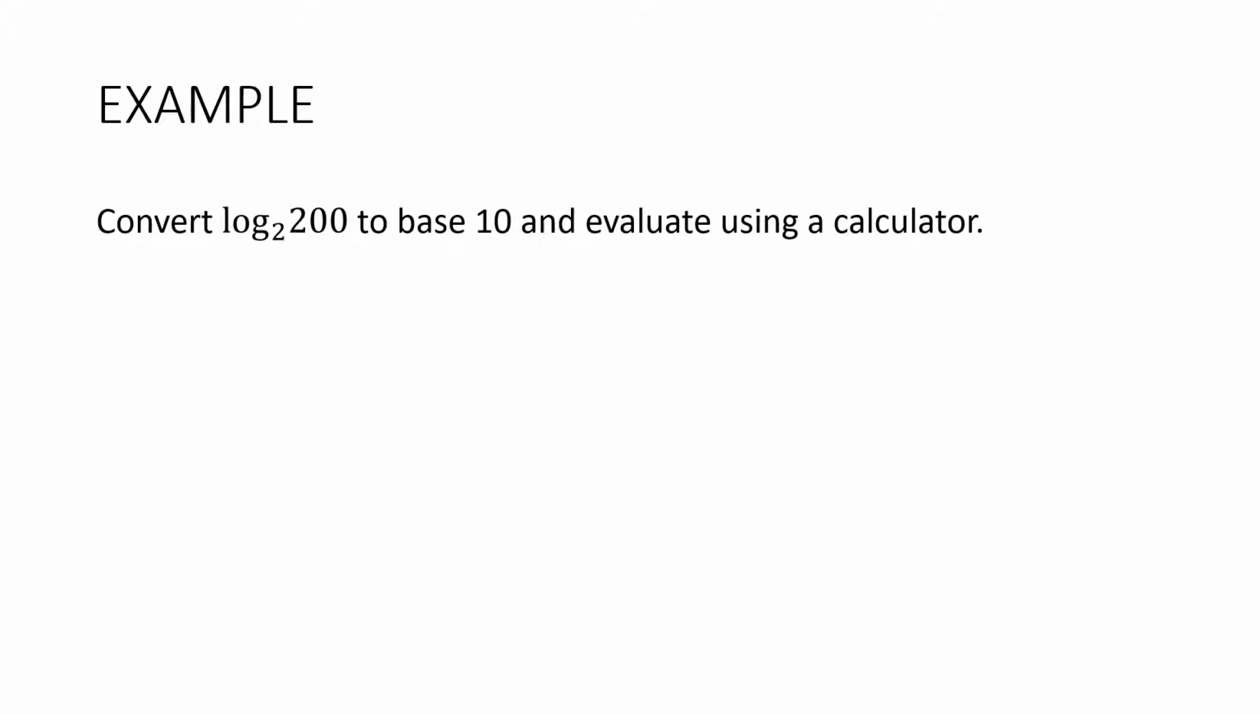Convert log base 2 of 200 to base 10 and then evaluate using a calculator. So I'm going to take this and I'm going to convert it to base 10 like this. Okay, so it's got the new base. And it's going to have 200 up here divided by log base 10 of 2. And then putting it into the calculator, I get 7.64. They could ask you to do this in a non-calculator paper. Obviously in a calculator paper, you don't need to because you can get this straight away on your graphics calculator.